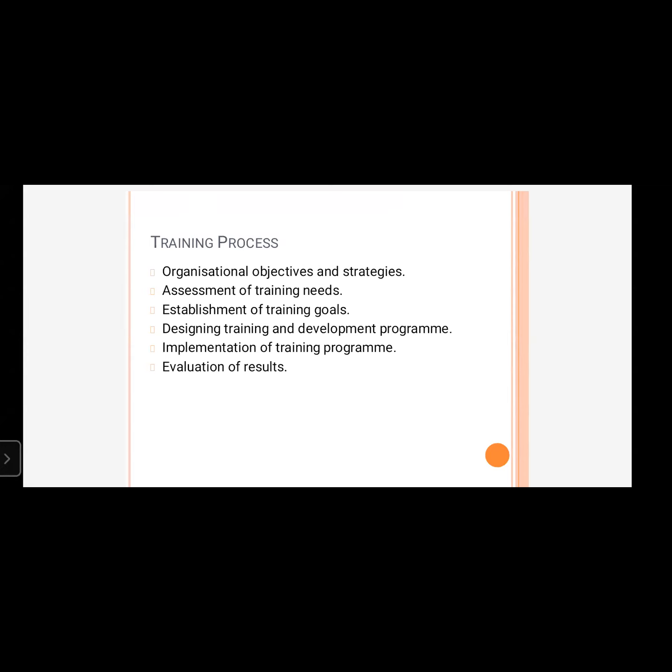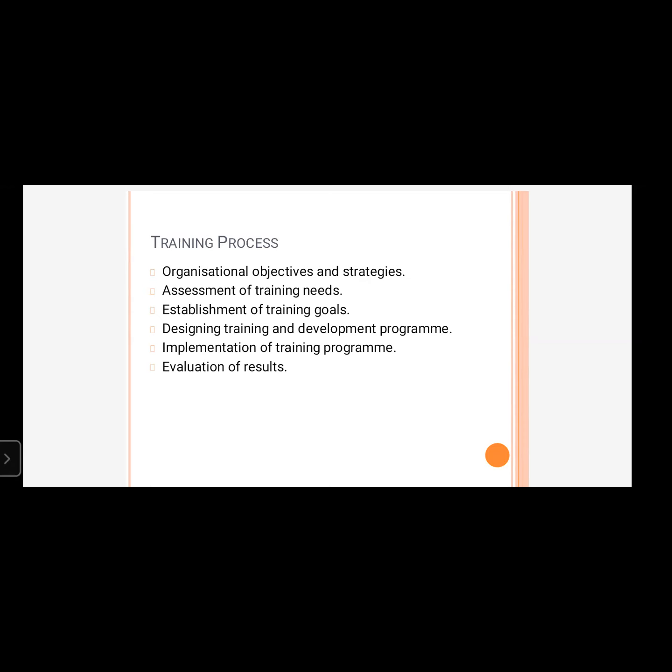What is the process of training that we will be discussing? Generally, it consists of 5-6 steps. What these steps are, we will be discussing one by one. Simple steps are there, and some of the steps we have already discussed during our previous lectures. So first step is organizational objectives and strategies. So the training process starts with the organizational objectives and strategies.